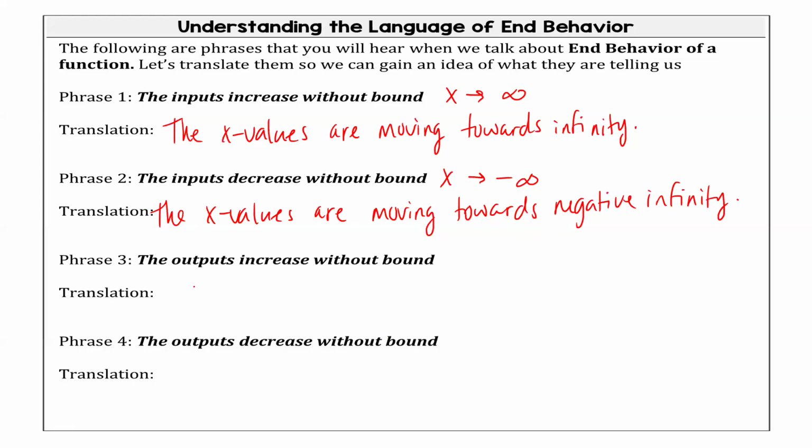All right. So with that same logic, the outputs increase without bound. I'm now saying output, so now I'm describing what? The y's. So our y is moving towards positive infinity. That means that the y values are moving towards infinity.